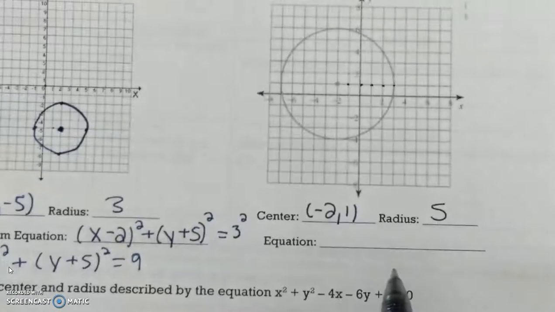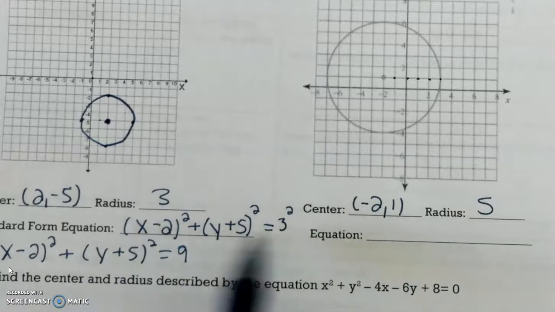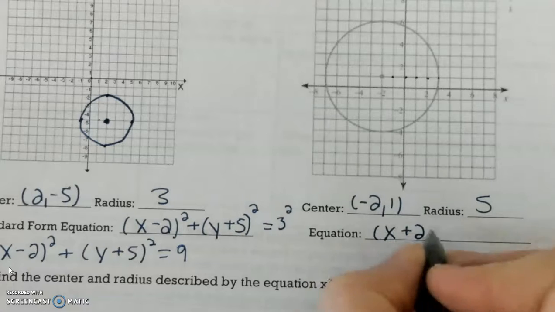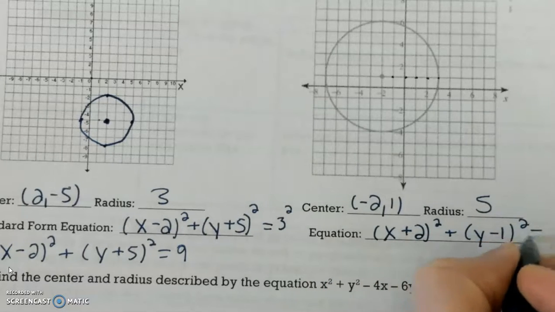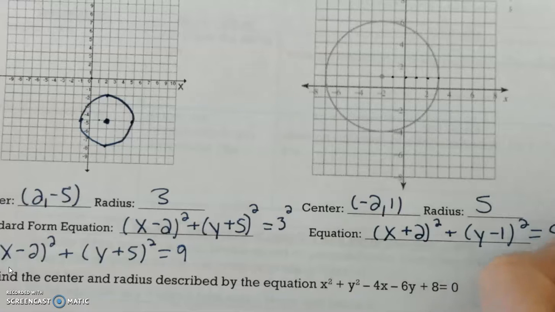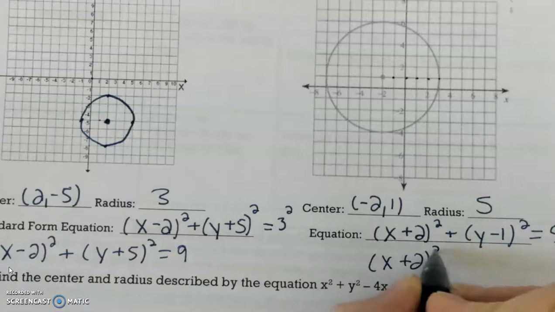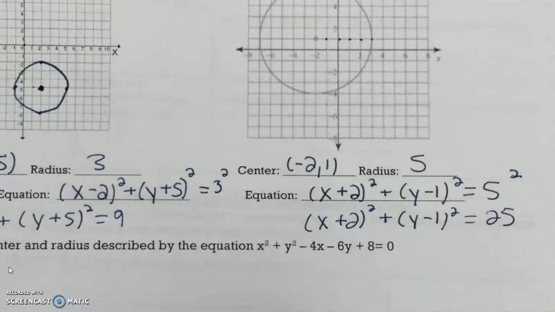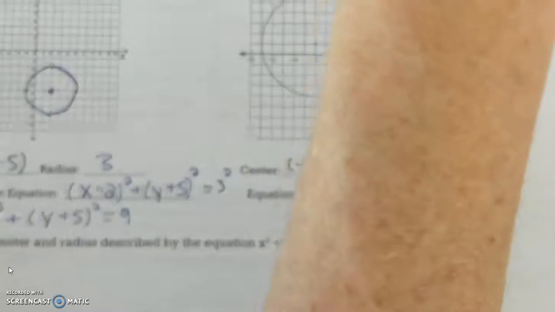All right, so I'm ready to write my standard form equation. Remember, we're going to flip the signs when we put it into the standard form. So now this is going to be (x plus 2) squared plus (y minus 1) squared is equal to 5 squared. So our final equation is equal to 25. All right, great work on that.